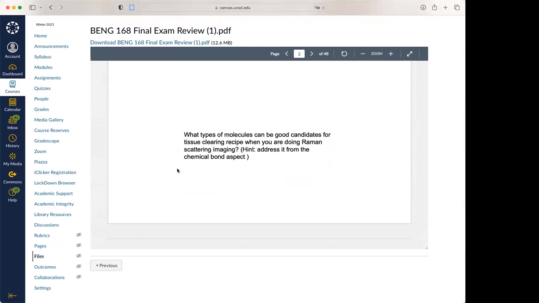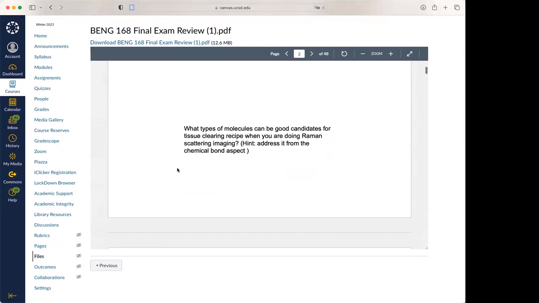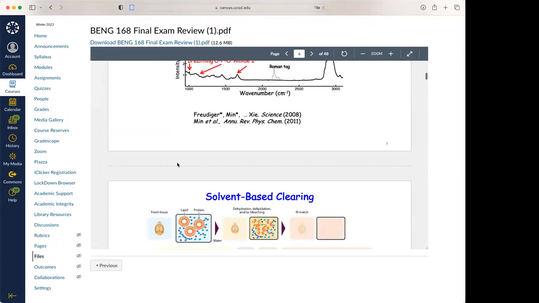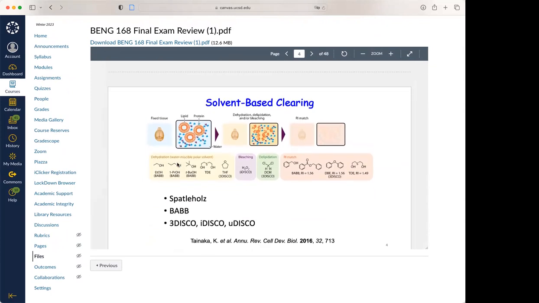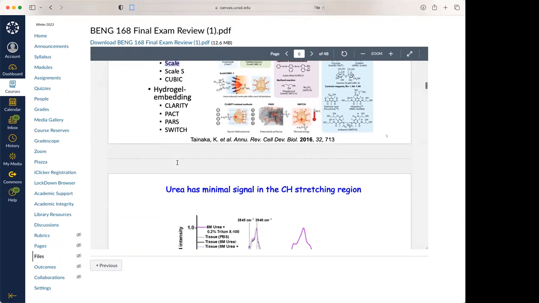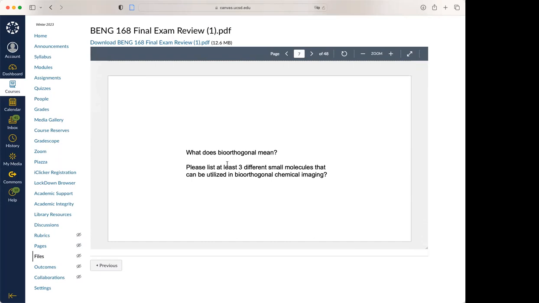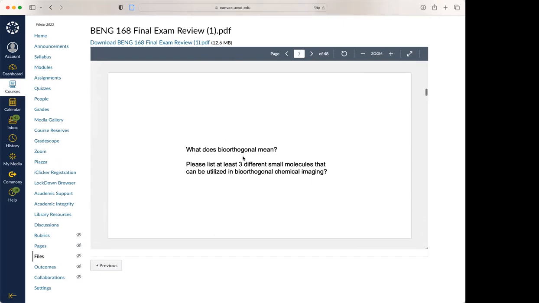So what are good candidates for clearing when you do Raman scattering? She has questions within the final. Questions within the final exam? Yeah. I think she said that a lot of the questions on the midterm and final are just going to be some derivative of these questions. So when I take the final, I'm just going to check whether the questions are really similar to the questions on the review slides. And if they are, then I'm not going to do anything. Exactly, it should be fine.